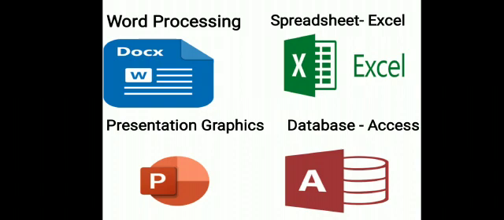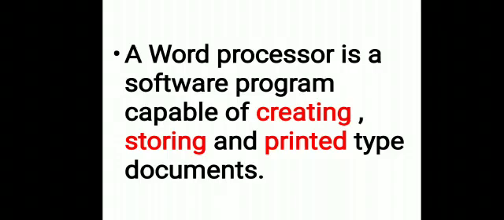Children, now we see in detail about the word processing software. What is word processing software? A word processing software is a program capable of creating, storing and printing typed documents. So what are all the activities Word can do? It can create, store and print the document. That is called word processing.